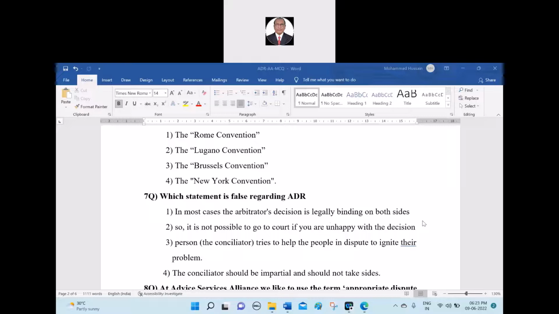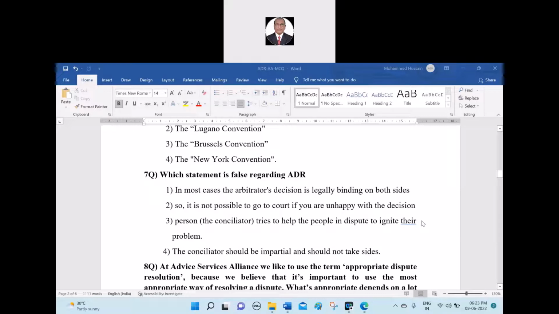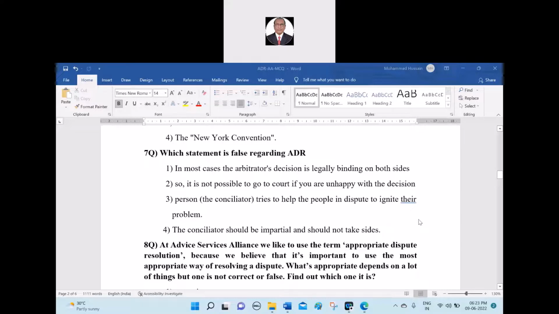3, sir. It is the ignite, number 3. They do not ignite the problem, they resolve the problem. So the conciliator tries to help the people in dispute to resolve their problem, not ignite the problem. So that is not relevant.